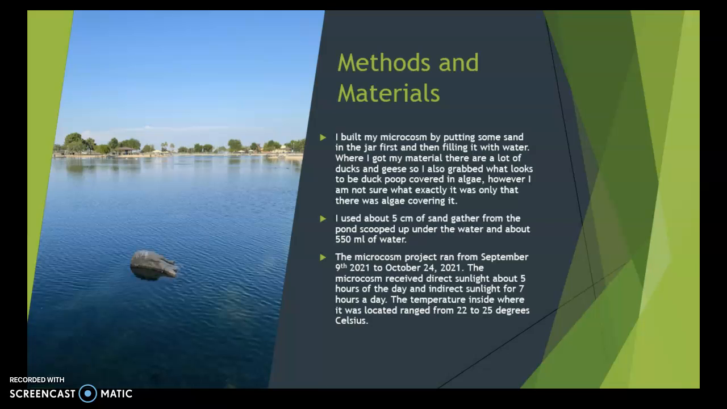The microcosm received direct sunlight for about 5 hours of the day and indirect sunlight for about 7 hours of the day. The temperature inside where it was located was 22 to 25 degrees Celsius. It didn't vary that much because I keep the AC on and keep it fairly comfortable in the house. I didn't put it outside because even though it is September going into October, Phoenix is still really hot, in the triple digits still, so I didn't want the water to get too hot and just kill off everything.